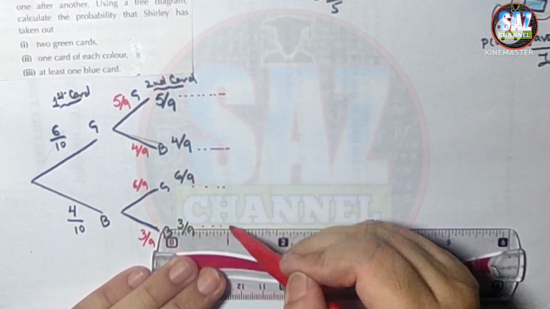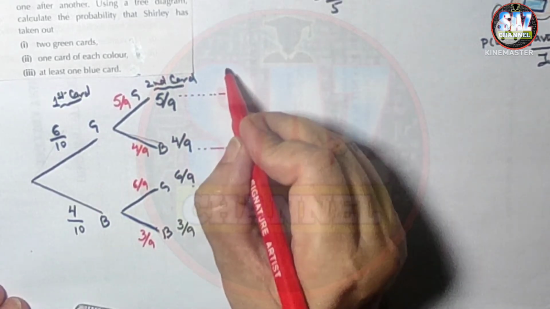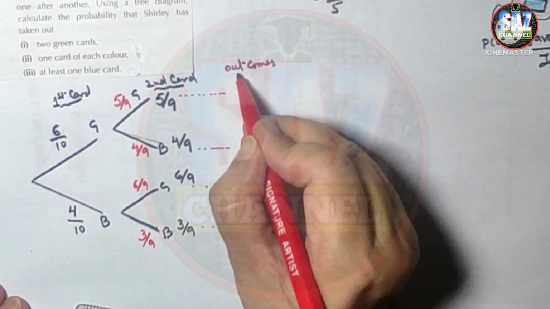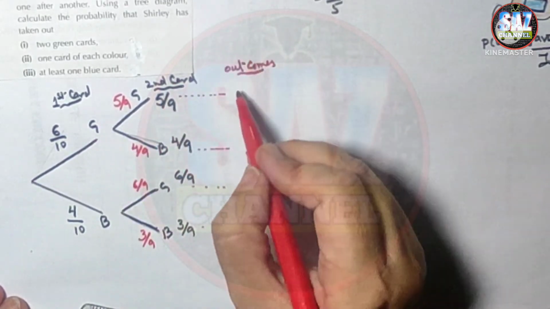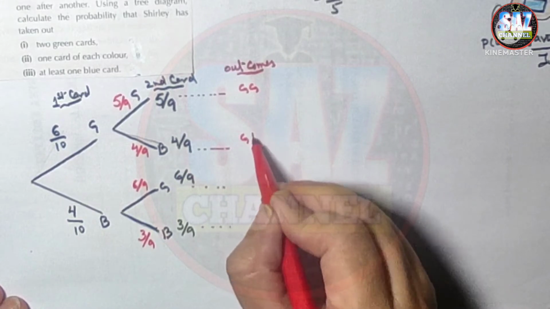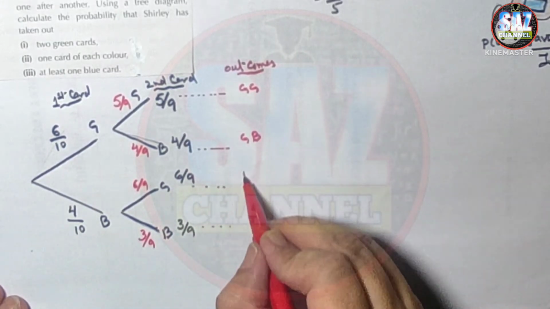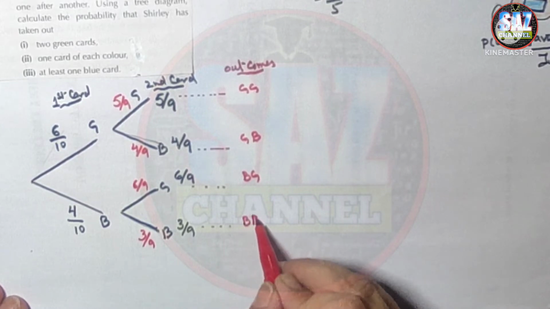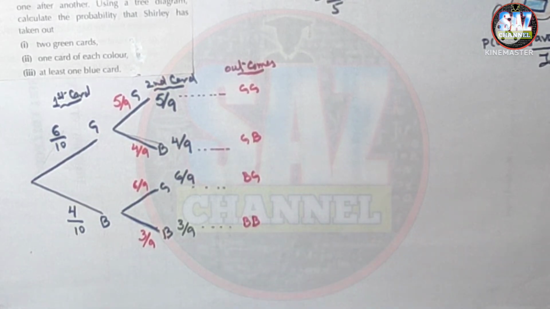Now outcomes, they can be green with green, and green with blue, blue with green, and blue with blue. Okay, now let me read the next part.